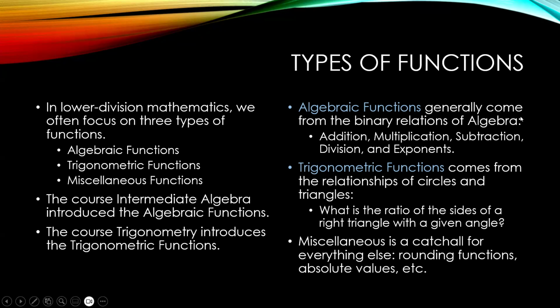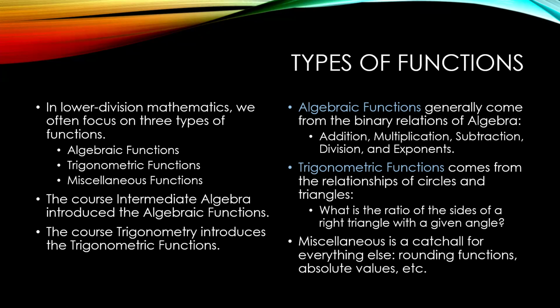Algebraic functions generally come from the binary relations of algebra. And so addition, multiplication, subtraction, division, and exponents. The trigonometric functions come from the relationships of circles and triangles. And so what is the ratio of the sides of a right triangle with a given angle? Turns out we can do a lot of good math with trigonometric functions. Miscellaneous is a catch-all for everything else. And so if we're thinking about a rounding function or absolute values or the floor function.